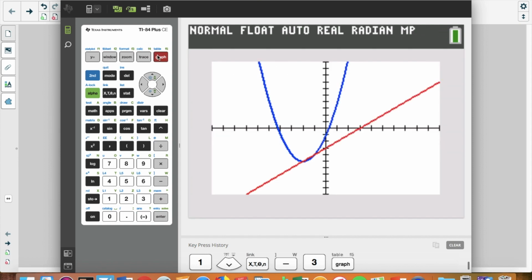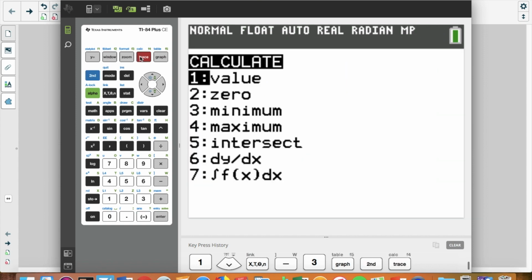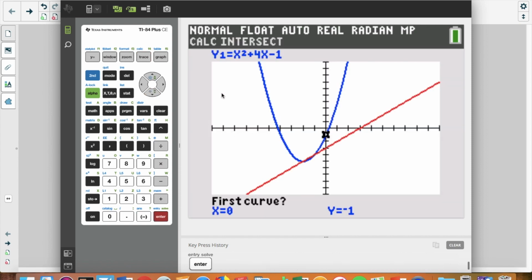Now the solutions are where they intersect each other. If we notice here, they intersect at 2 points. This one right over there and that one. It's a little bit hard to see because they're really close to each other, but we're going to use the intersect button. So second trace, intersect is 5. So scroll down to 5 and you press enter.